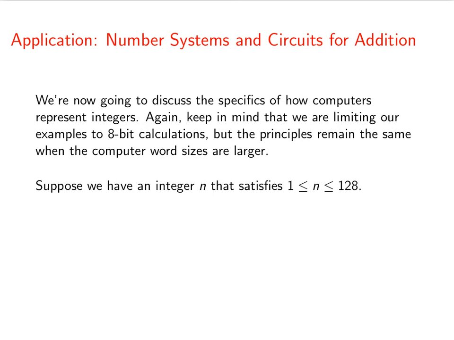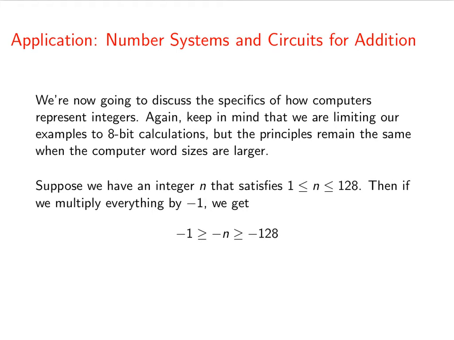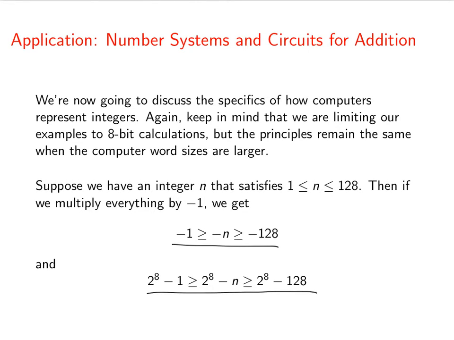Let's suppose we have an integer that's between 1 and 128. Now let's take this inequality and multiply everything by -1. Remember that when you multiply an inequality by a negative number, you switch the direction of the inequality. So these are less than or equal to, but they turn into greater than or equal to. And if we take this inequality and add 2 to the 8th to everything, we get this inequality.